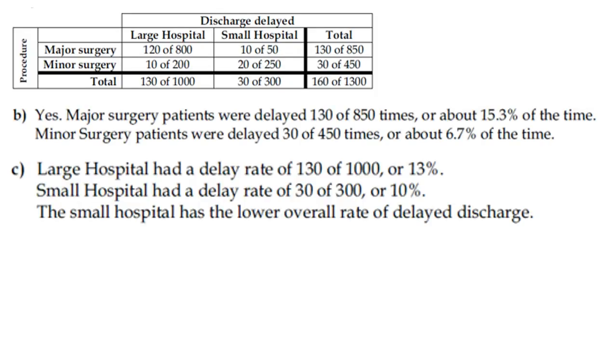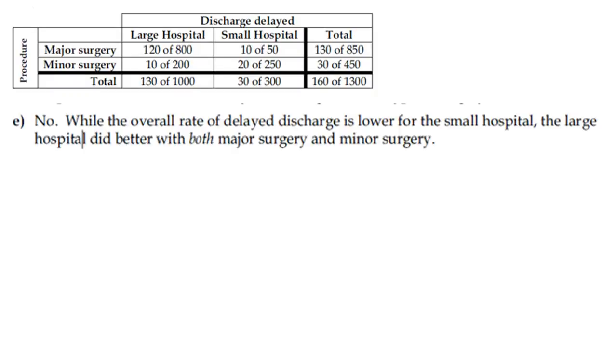And that kind of makes sense, what we're getting at here. So yeah, that makes sense. It does, but while the overall rate of delayed discharge is lower, it is overall the large hospital that did better with both, even though they are different on a smaller scale of surgeries. It's just because they have more surgeries that come in that it looks like this one does better, with only a 10% delay versus 13% delay.